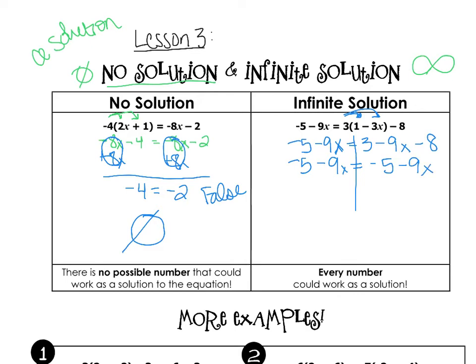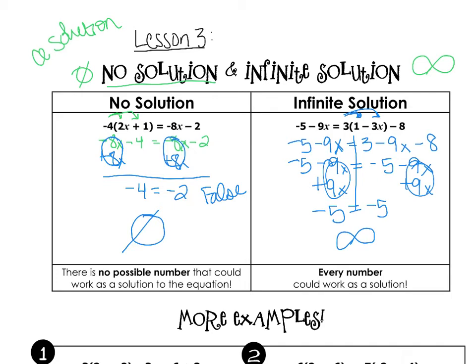I'm going to go ahead and add the 9x to both sides. So I get my variables to one side, but they do go to 0, and I'm left with -5 is equal to -5. This is always true. -5 is always equal to -5. In this case, it doesn't matter what variable or value we choose for x, we will always get -5 equal to -5. This is a case where you're going to have infinitely many solutions.